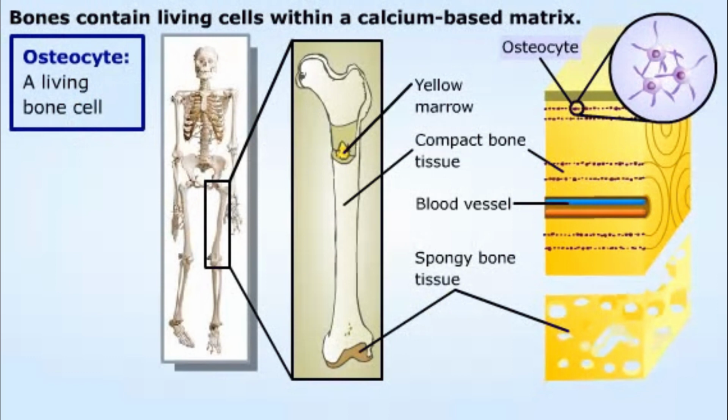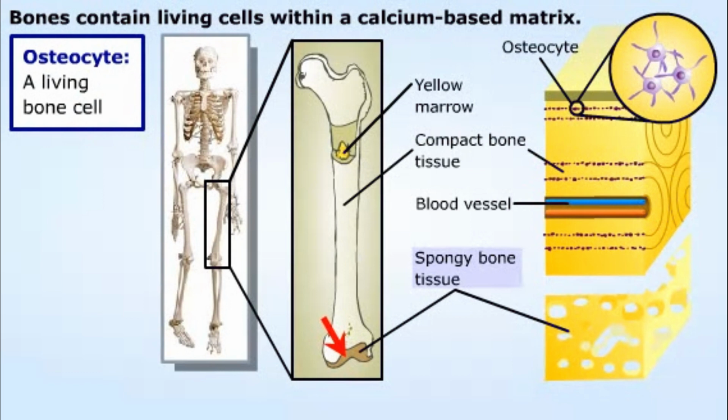Bones contain living cells called osteocytes, found within a hard calcium-based matrix. Let's consider the thigh bone, the femur. The bone's outermost layer is composed of compact bone tissue. Compact bone tissue is made of blood vessels surrounded by dense cylinders of bone tissue. Blood vessels bring blood to the osteocytes found in the spaces between the cylinders.